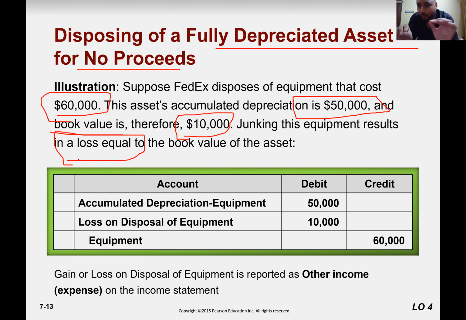If book value is 0, then the entry would be accumulated depreciation to equipment or asset. If it has a loss, then what happens? Up to the amount of accumulated depreciation, then the loss on disposal of the equipment for the remaining value of the asset. Simple, right?